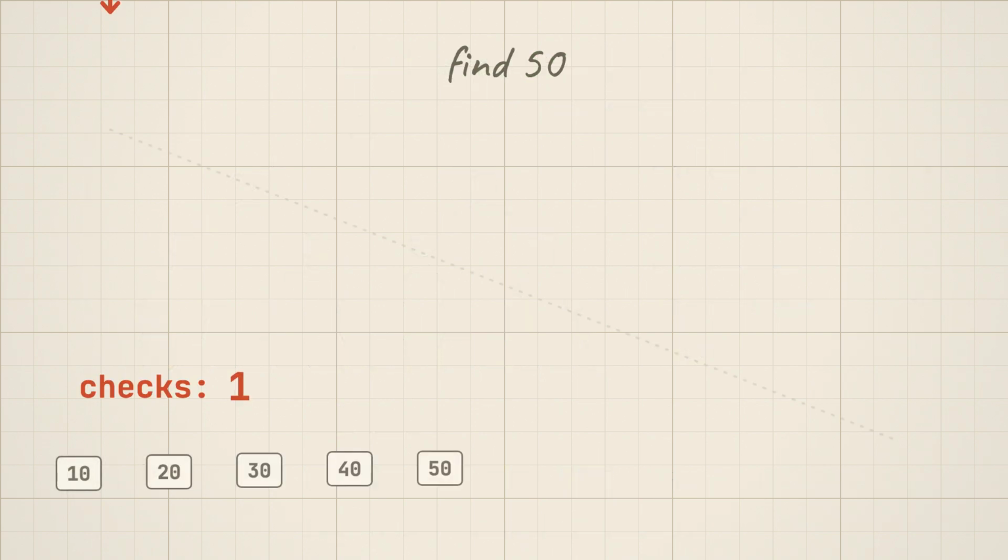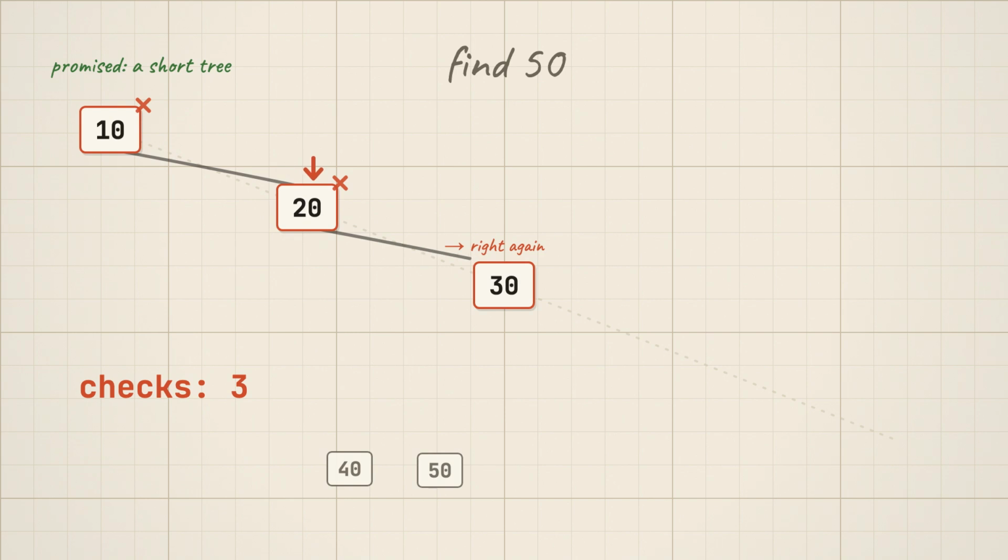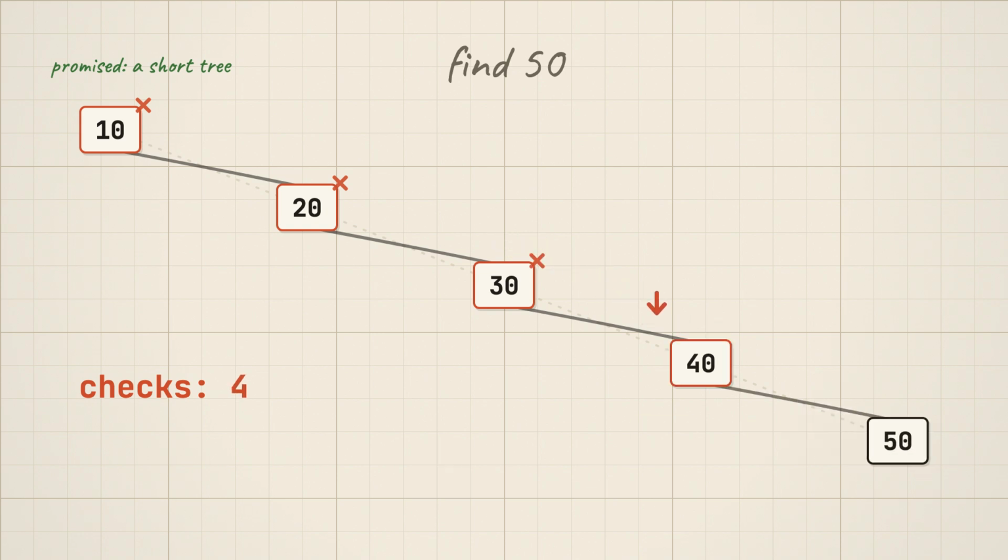But a normal binary search tree does not promise to stay short. Let us insert the same kind of keys in increasing order. 10 becomes the root, 20 is larger, so it goes right, 30 is larger than both, so it goes right again, 40 goes right again. The tree is no longer shaped like a tree. It has become one long line.